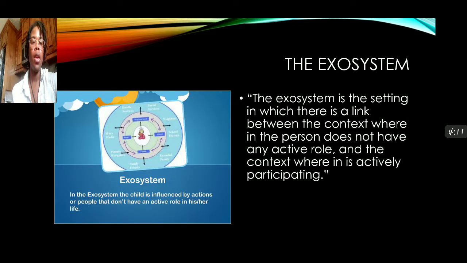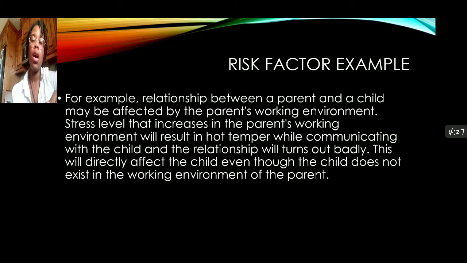The exosystem. The exosystem is a setting in which there is a link between the context where the person does not have any active role and the context wherein the person is actively participating. For example, the relationship between a parent and a child may be affected by the parent's working environment. Stress that increases in the parent's working environment will result in a hot temper while communicating with the child, and the relationship will turn out badly. This will directly affect the child even though the child does not exist in the working environment of the parent.